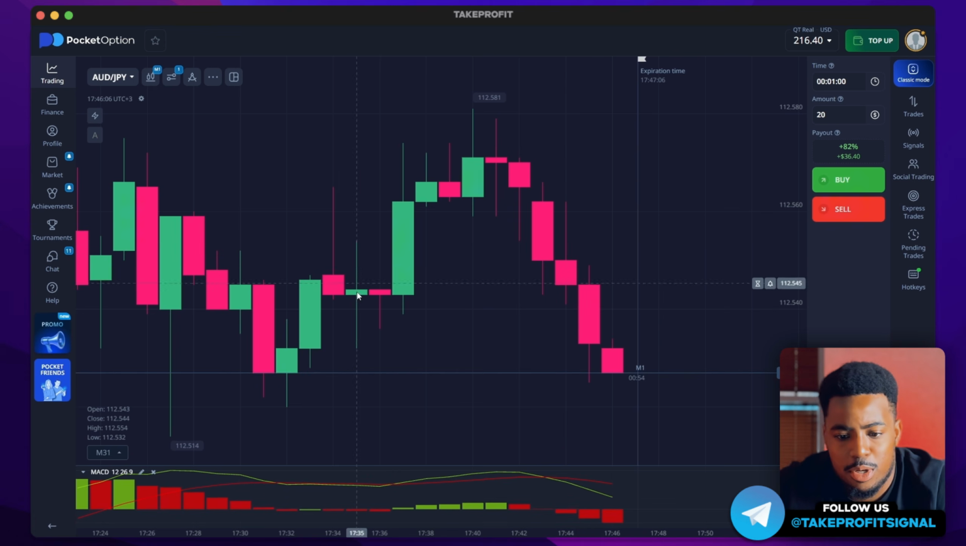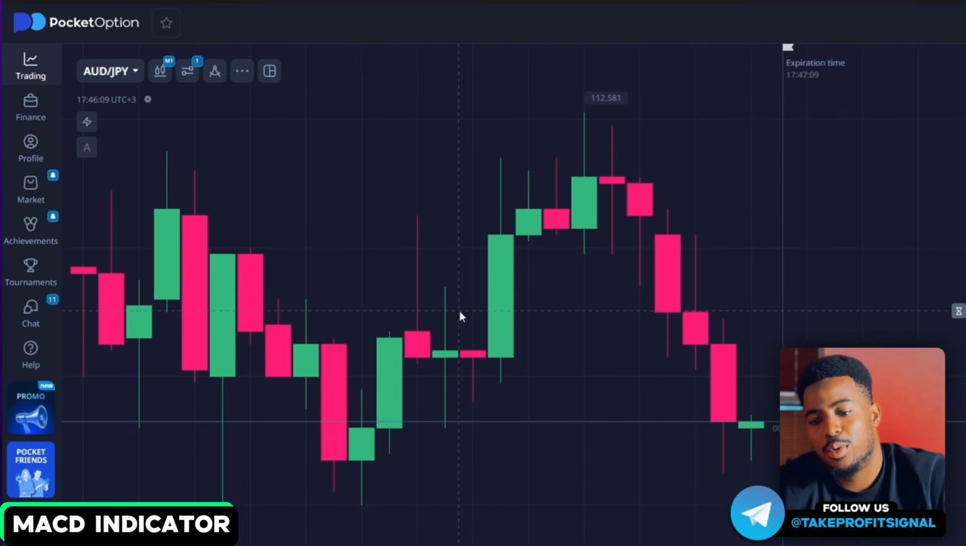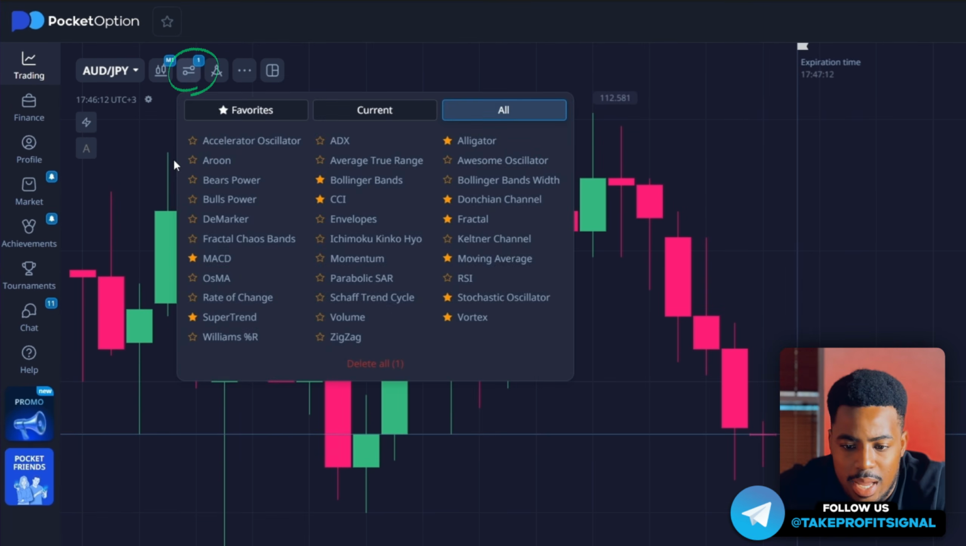So for trading, I will use the MACD indicator. To add it, we need to go to the indicator section and click on the indicator called MACD. I will explain how to work with this tool during the next trades, so pay close attention.